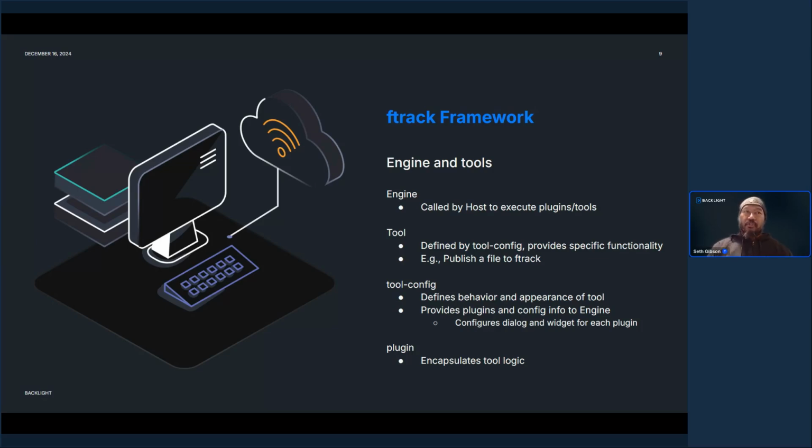Now, in previous versions, these were all JSON. Going forward, all of our configs are YAML files. So you will find, per tool, a config file, such as Maya scene opener.yaml, for example, or Maya publisher.yaml. And this does a couple of things. This defines things like the appearance of the tool, so the widget.